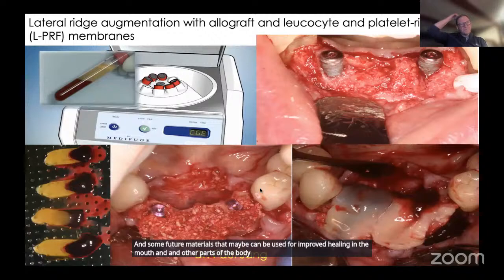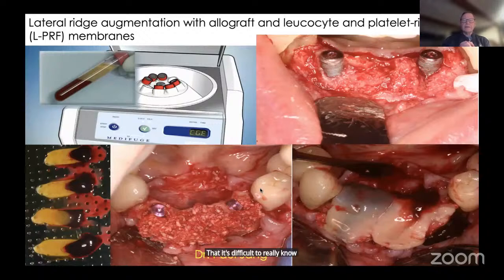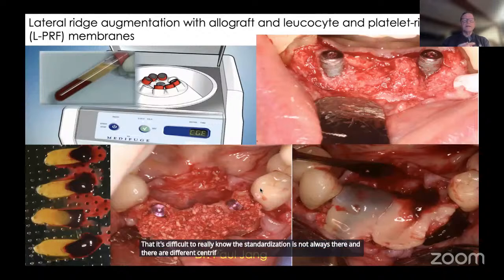I'm sure that some of you are familiar with the LPRF membranes and other platelet-rich products, and nowadays there are so many that it's difficult to really know. The standardization is not always there, and there are different centrifuges and different angulations, and it's not very precise in terms of what the products actually are and what they do.